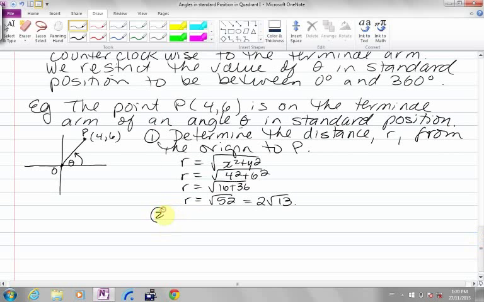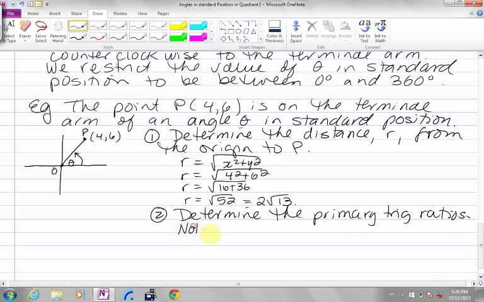The next thing that I want you to do is to determine the primary trig ratios. And I'm just going to put a little note here. Primary trig ratios are sine, cosine, and tangent.